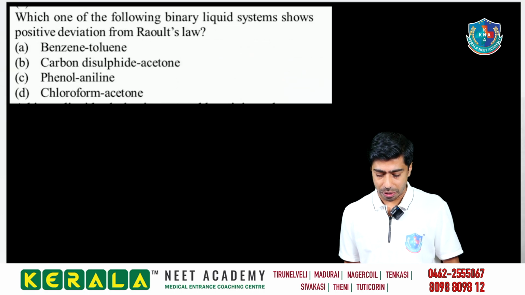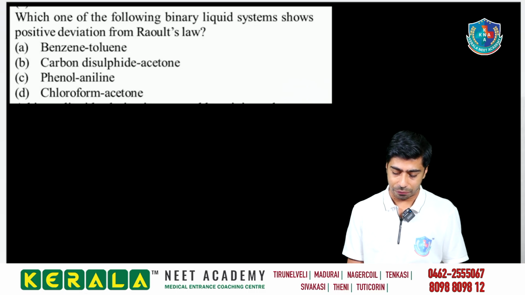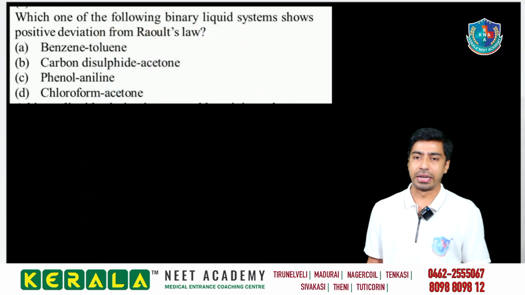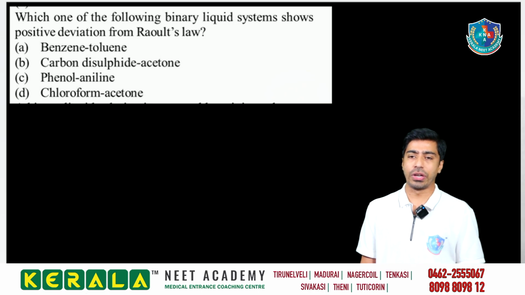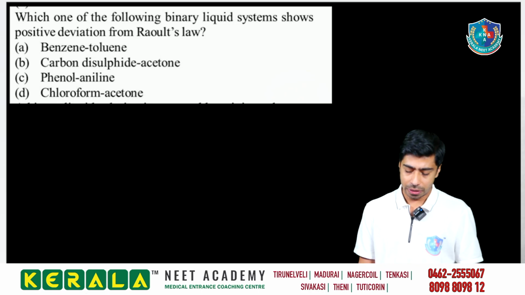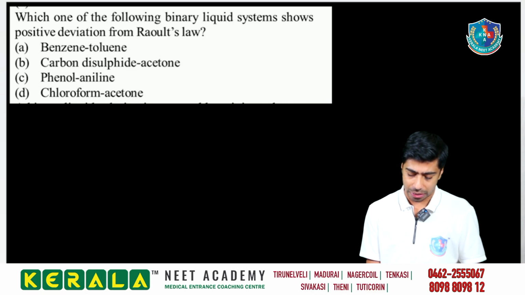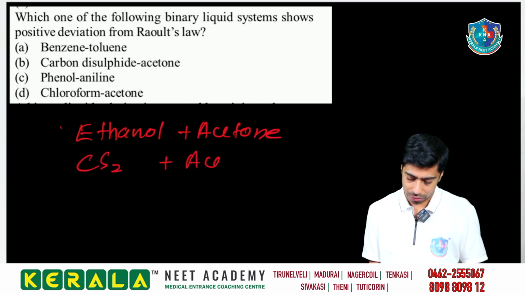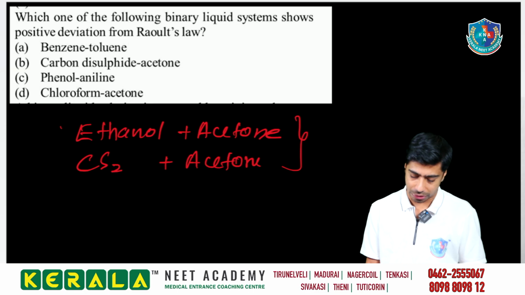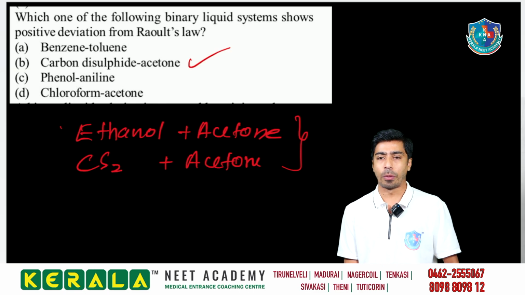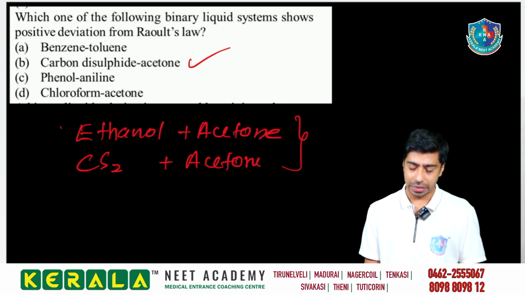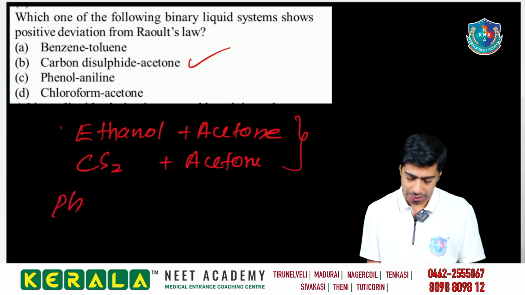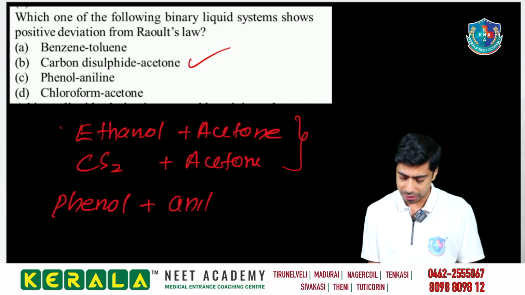Then, which of the following binary liquid system shows positive deviation from Raoult's law? When you consider the NCERT, in NCERT you are provided with the positive deviation, negative deviation, and the ideal solution. The examples for positive deviation are ethanol plus acetone, then carbon disulfide and acetone. These are the two examples given for positive deviation, so the answer will be option B. In case of negative deviation, you have phenol plus aniline.